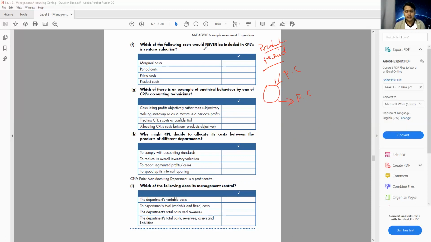Which cost should never be included in the CPL inventory valuation? It's a period cost. Period cost, normally we never include it inside. The period cost is outside of the product.